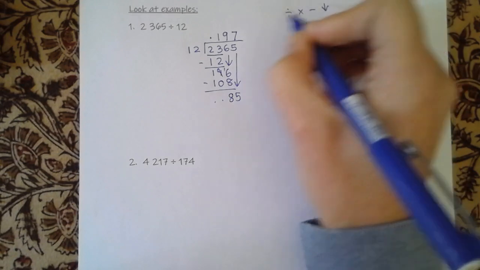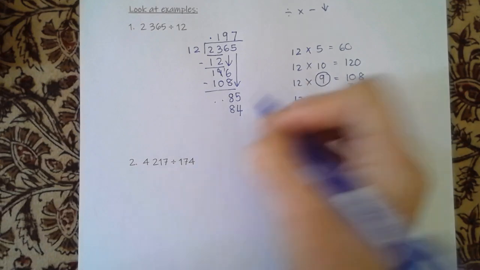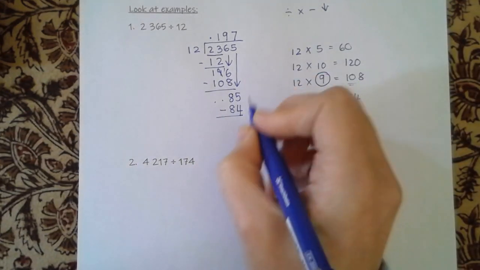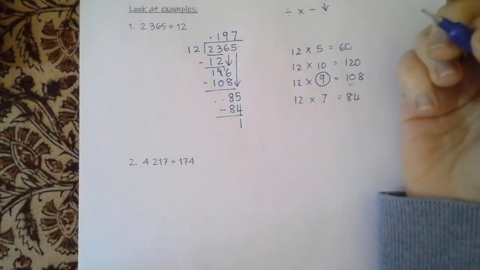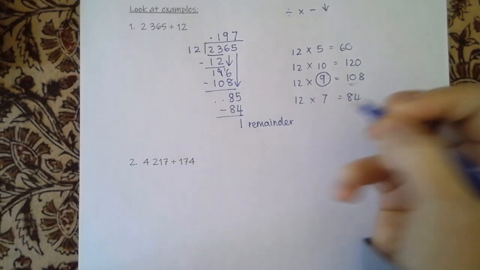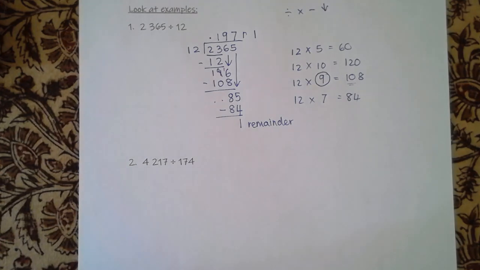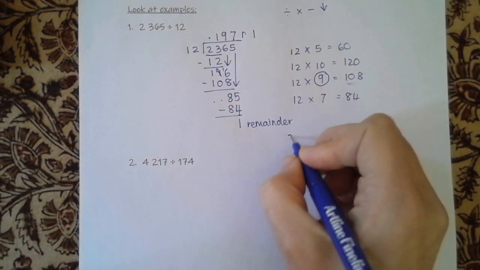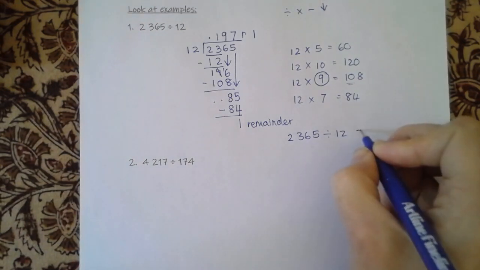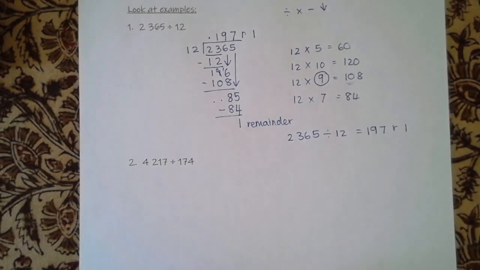What do you do now? Multiply. Take that number, 7 times 12, and it equals 84. What do you do now? You minus. So 85 minus 84 is 1. Can't bring anything down anymore, so this is my remainder. Okay, so then I will say R for remainder and then 1 at the top. Okay, so 2,365 divided by 12 equals 197, remainder 1.